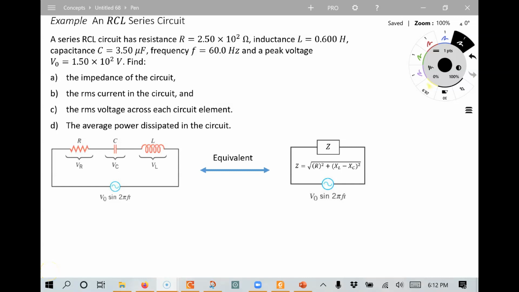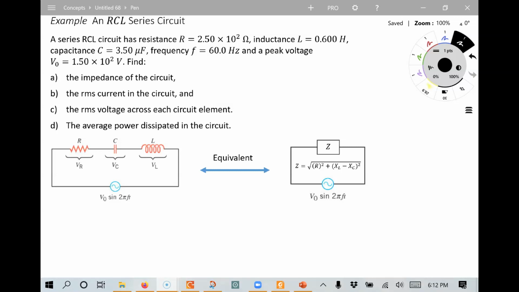Hi, this is an example problem from Chapter 23 about RCL series circuits. Pause for a moment and read the question. Alright, so in this problem we're going to see how to solve any type of problem that deals with RCL series circuits. The picture that we see there is a really good one that explains what's going on.